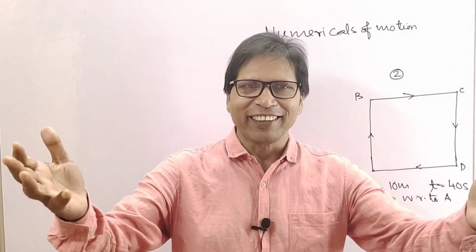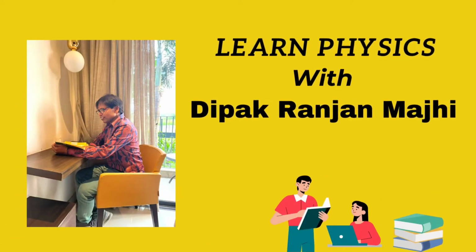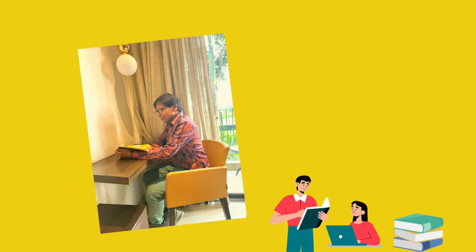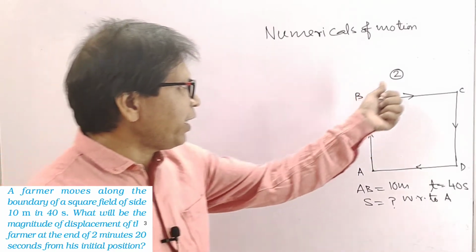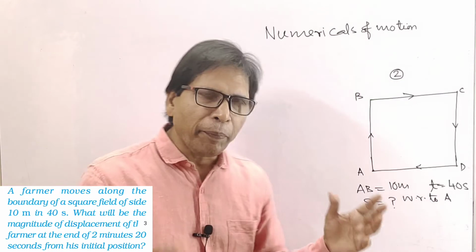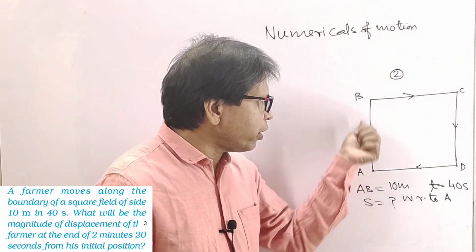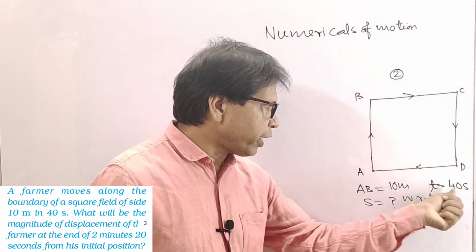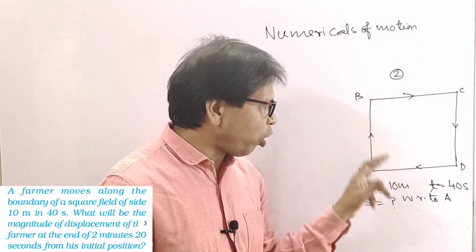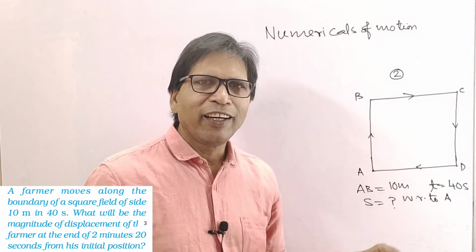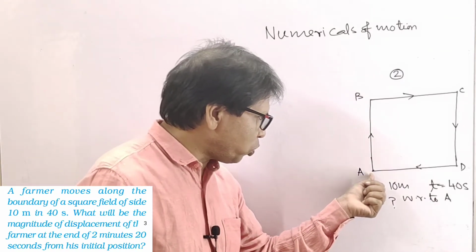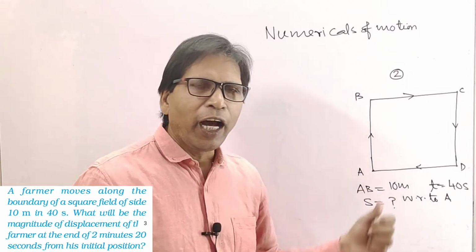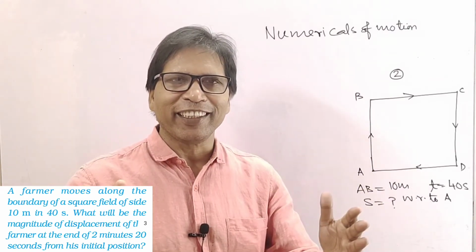Now let's start. Look at this, NCERT numerical 2. A farmer completes one round in 40 seconds of a square garden of side 10 meter. Now we have to calculate the magnitude of displacement with respect to the initial point after 2 minutes 20 seconds.